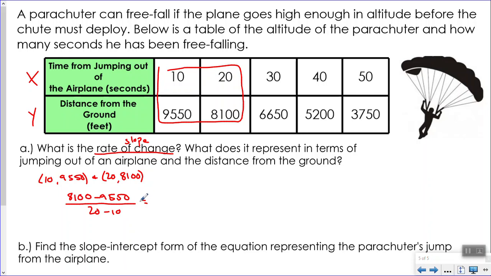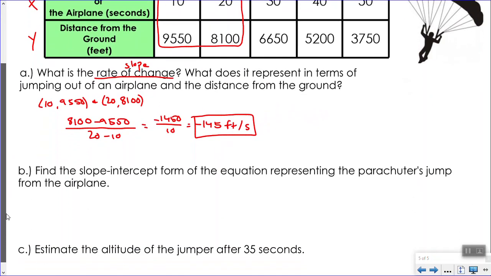So now we go ahead, we do our subtraction. We have negative 1,450 over 10, or negative 145 feet per second, which makes sense that our slope is negative because my distance from the ground is decreasing as time goes by. So this represents that with each second I get 145 feet closer to the ground.